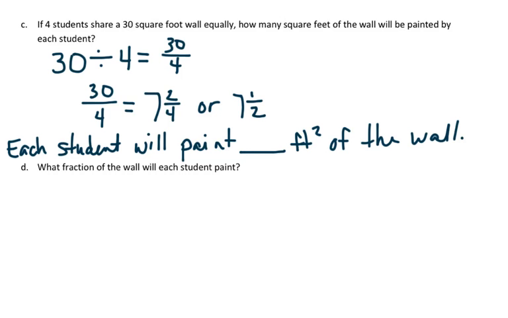Let's do our target sentence. And I should have done that first, I apologize. The target sentence reads, each student will paint blank square feet of the wall. And the answer is 7.5, so each student will paint 7.5 square feet of the wall.